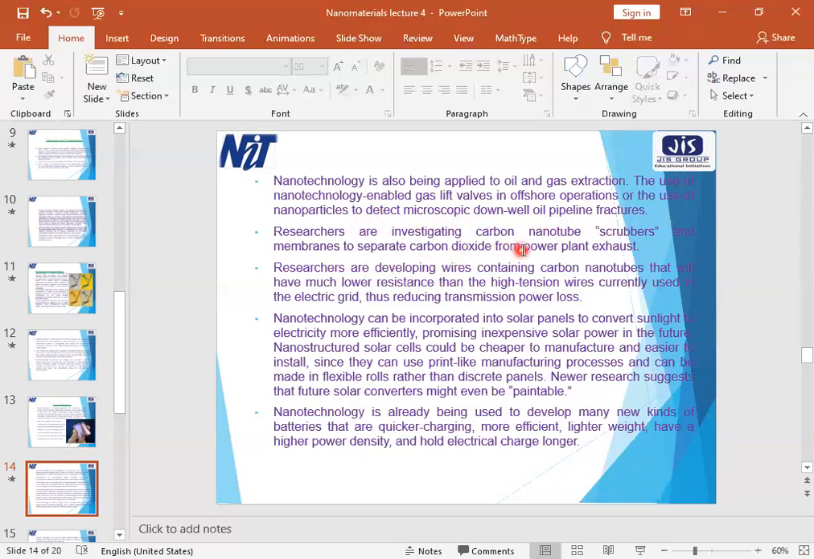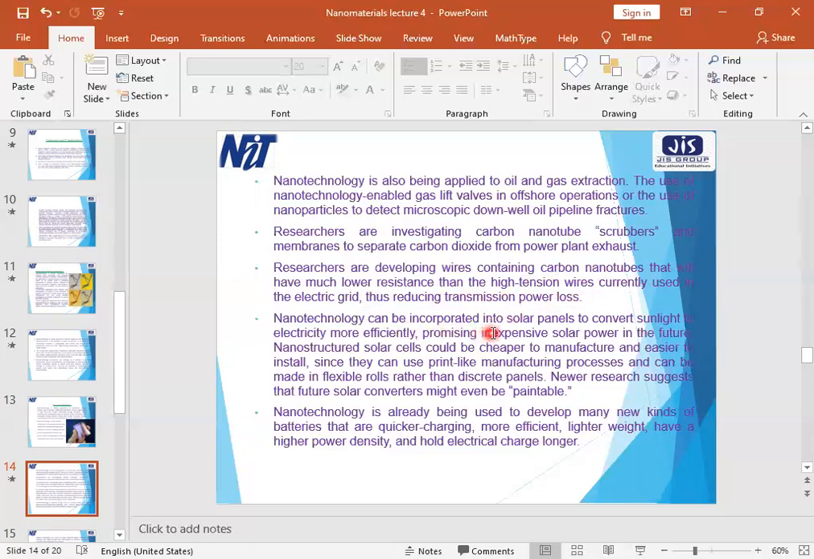Researchers are investigating, this is not done till now, carbon nanotubes, scrubbers, and membranes to separate carbon dioxide from power plant exhaust. And this is truly required. Researchers are developing wires containing carbon nanotubes that will have much lower resistance than the high tension wires used for the electrical grids.